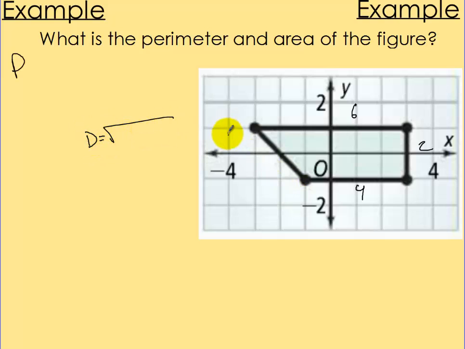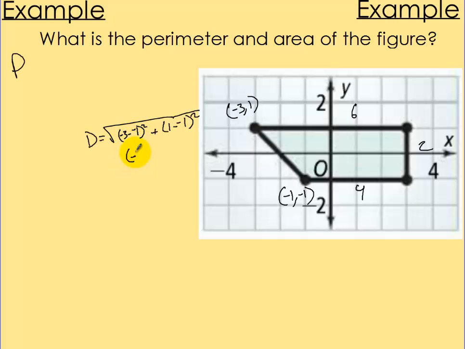So distance equals the difference of the x values. And let's label these points. This is -3, 1. And this point here is -1, -1. So the difference between the x values squared, so -3 minus -1 squared, plus the difference of the y values squared, 1 minus -1 squared.